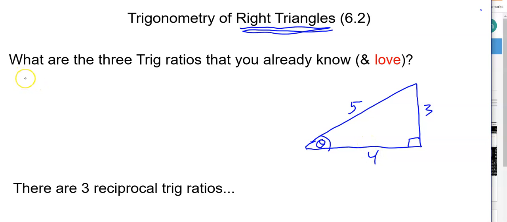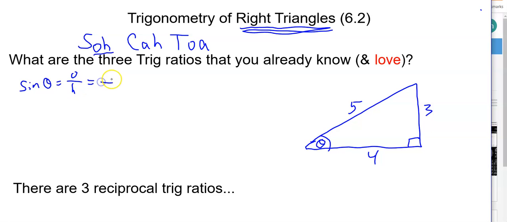Okay, so let's set up your 3 trig ratios you know and love. So sine of theta is equal to the ratio of, if you think about the memory trick you might know, SOH CAH TOA, this is just a word we use in math to memorize this. So this means the opposite over hypotenuse, which in this case, the side opposite angle theta is 3. And the hypotenuse would be 5.